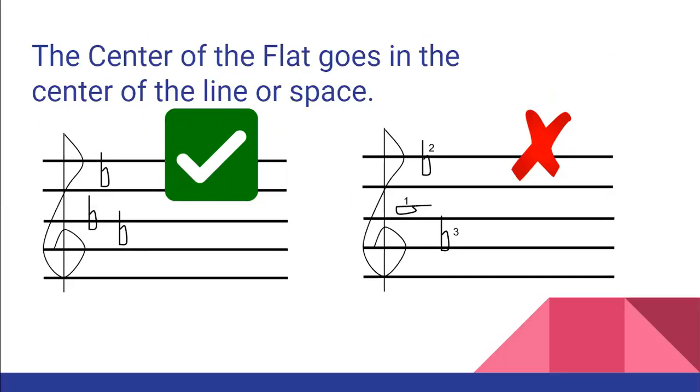The center of the flat goes in the center of the line or the space. The key signature on the left is correct. The key signature on the right is incorrect. If you look at the third flat in the key signature on the right, you'll notice that you can't really tell if it is an A flat or a G flat. It's not really clear.